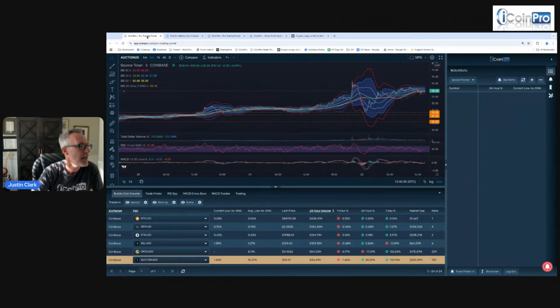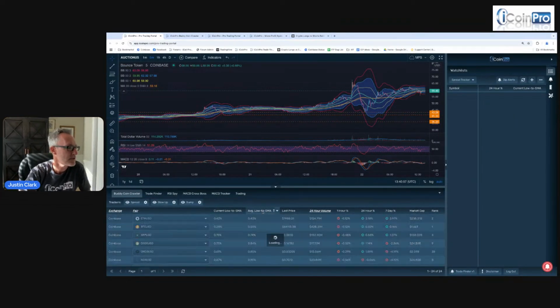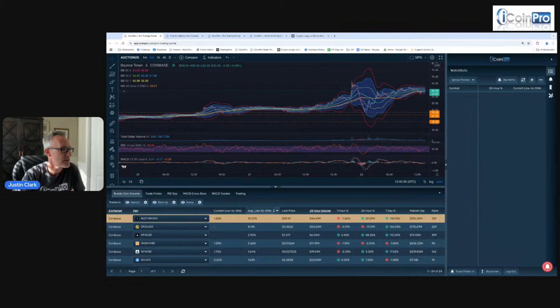Now, the last thing I want to look at is what's hot and what's not to trade. There's been a couple of coins that have started to move. Auction and Orca are my top two buddy coins right now. So I'm watching those like a hawk for any potential dip trades at all.